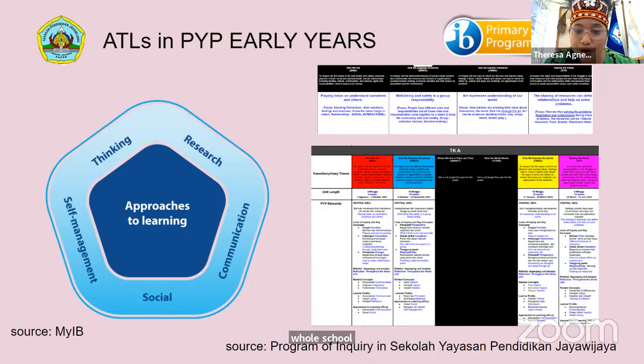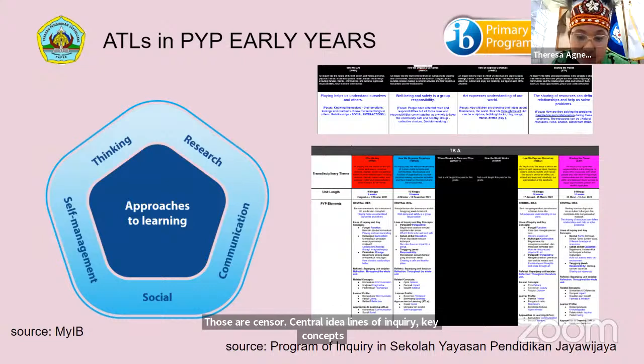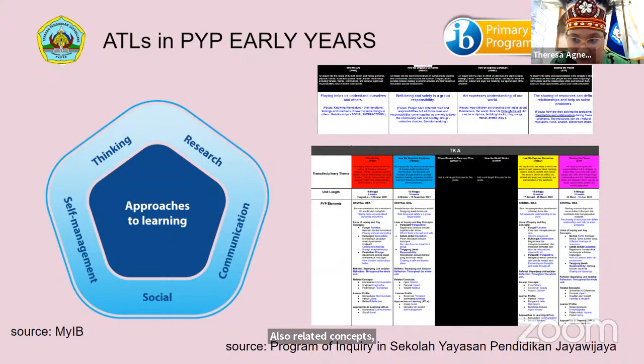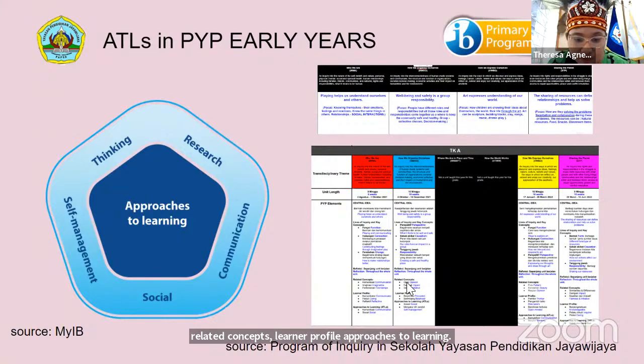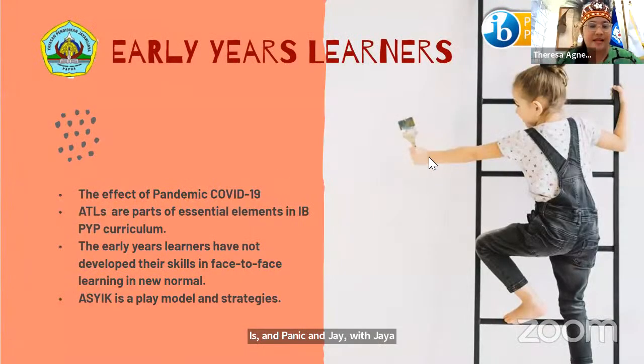And the second, and the third, we put the PYP essential elements. Those are central idea, lines of inquiry, key concepts, related concepts, learner profile, and approaches to learning. This is our example of the program of inquiry in Sekolah Yayasan Pendidikan Jayawijaya.